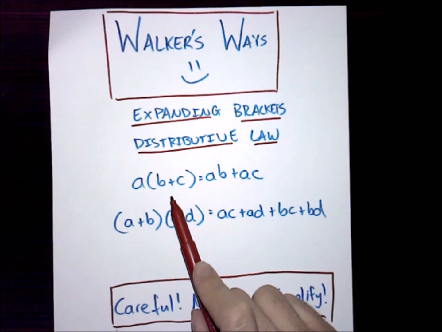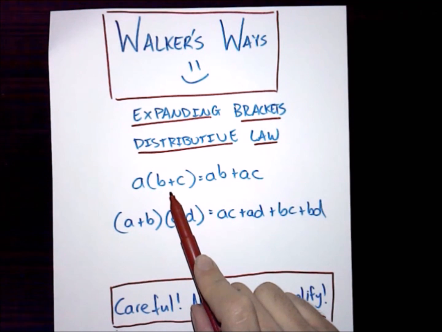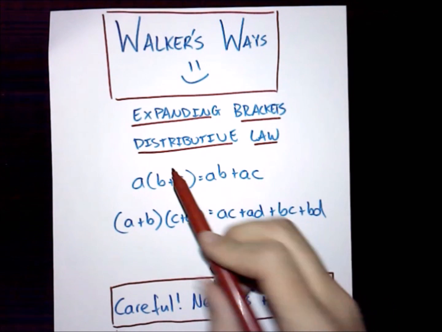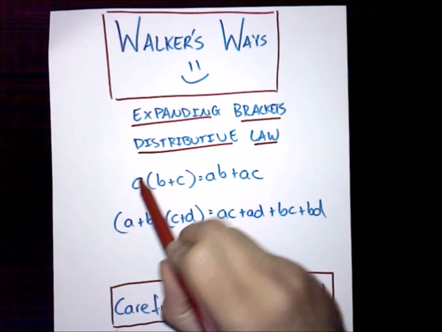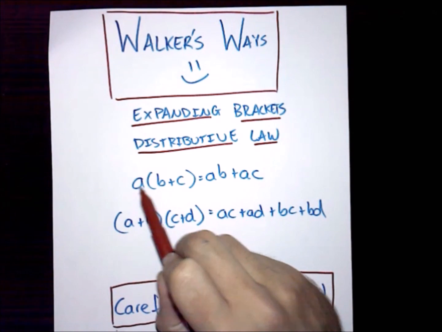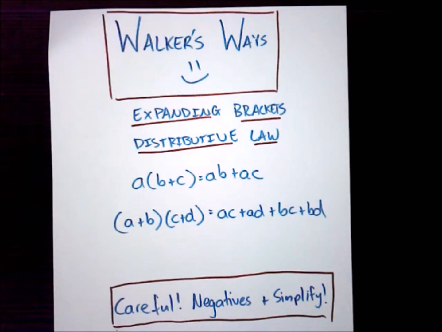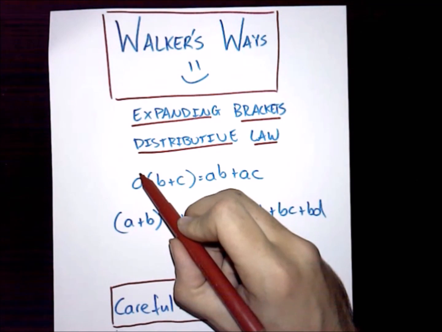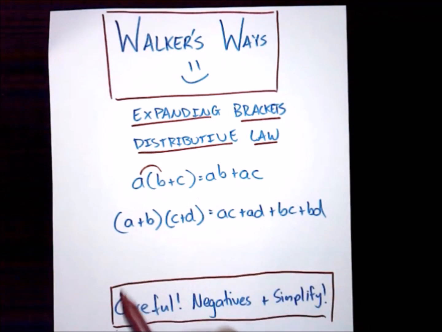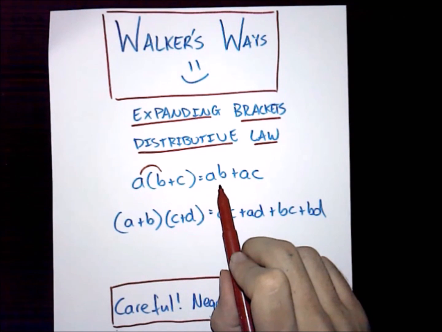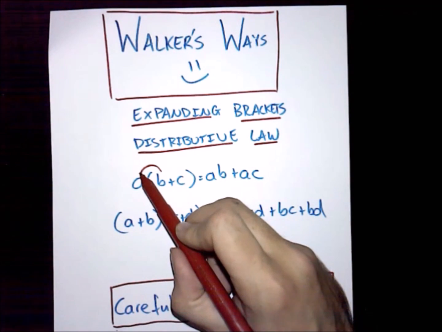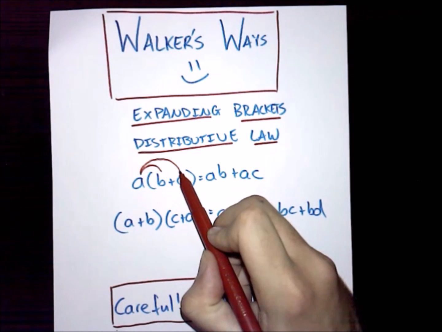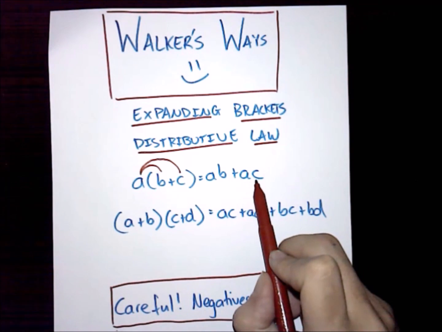Now for the first one, basically, the distributive law is saying that if you have something in brackets, you want to expand it, all you need to do is multiply this coefficient that's at the front by each of the terms that are inside your brackets. So what you need to do is multiply a by the first term b, which gives you ab, and then multiply that a by your c, which gives you ac.